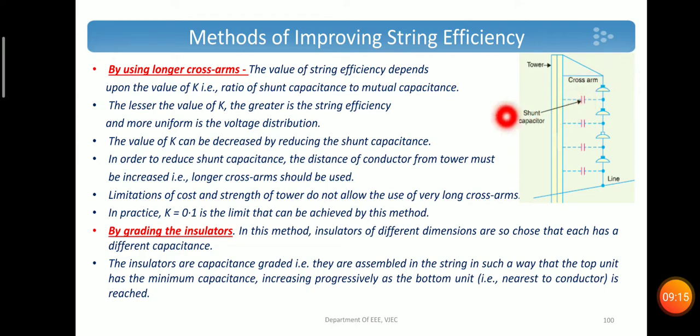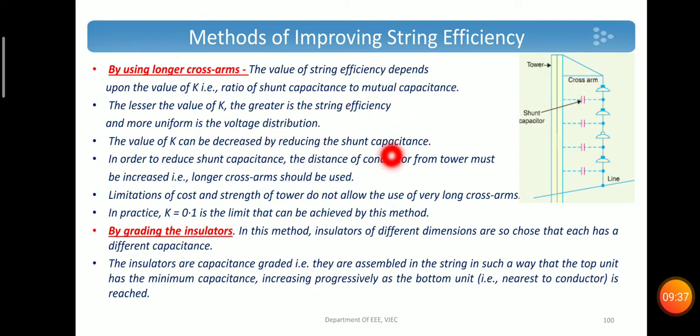You know that the capacitance value C equals epsilon 0 A by D. When the distance is increased, the capacitance value reduces. So if this distance increases, the capacitance value reduces. So in order to increase the distance, or to reduce the shunt capacitance, the cross arm should have large length.